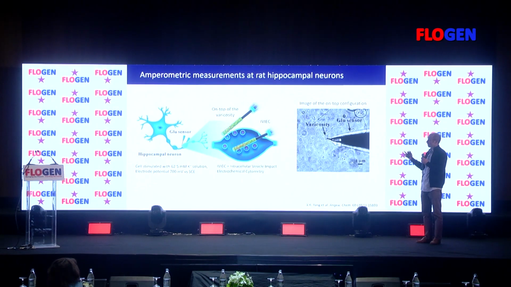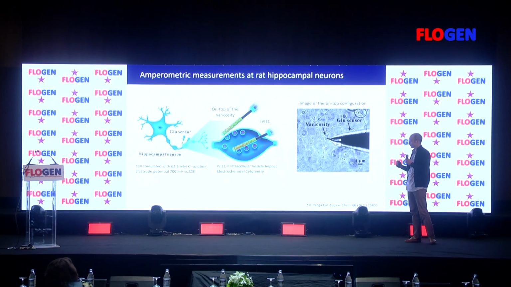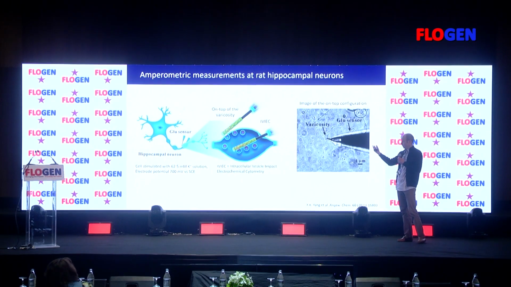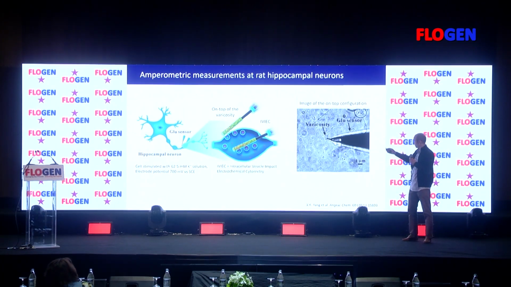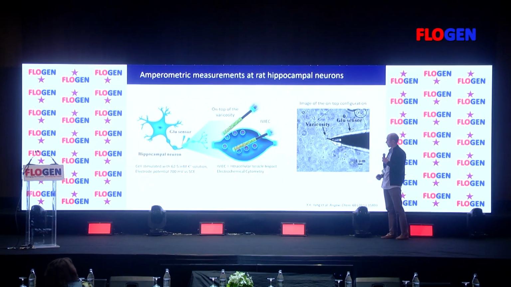To characterize the quantal or subquantal nature of the glutamate release, two types of experiments were done. One is on the top of the varicosities. This means that the electrodes stay outside of the cell, and in this case one can estimate the number of molecules released during the vesicular exocytosis event. On the contrary, with the intracellular measurement, where the vesicles collapse on the electrode surface, one can estimate the total content of the vesicle. And here is an experimental example, the micrograph of the electrode over the top of the varicosity.